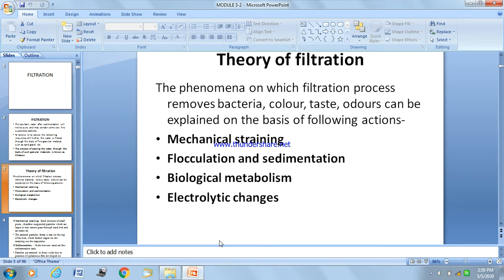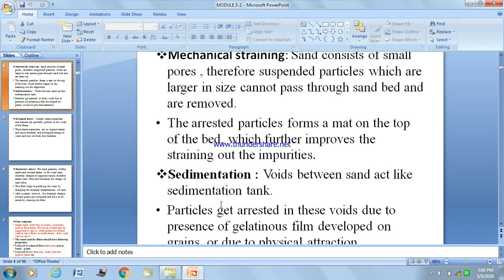Filtration actually removes bacteria, color, taste and odor by the following actions. First, mechanical straining; second, flocculation and sedimentation; third, biological metabolism; fourth, electrolytic changes. So what do you mean by mechanical straining?